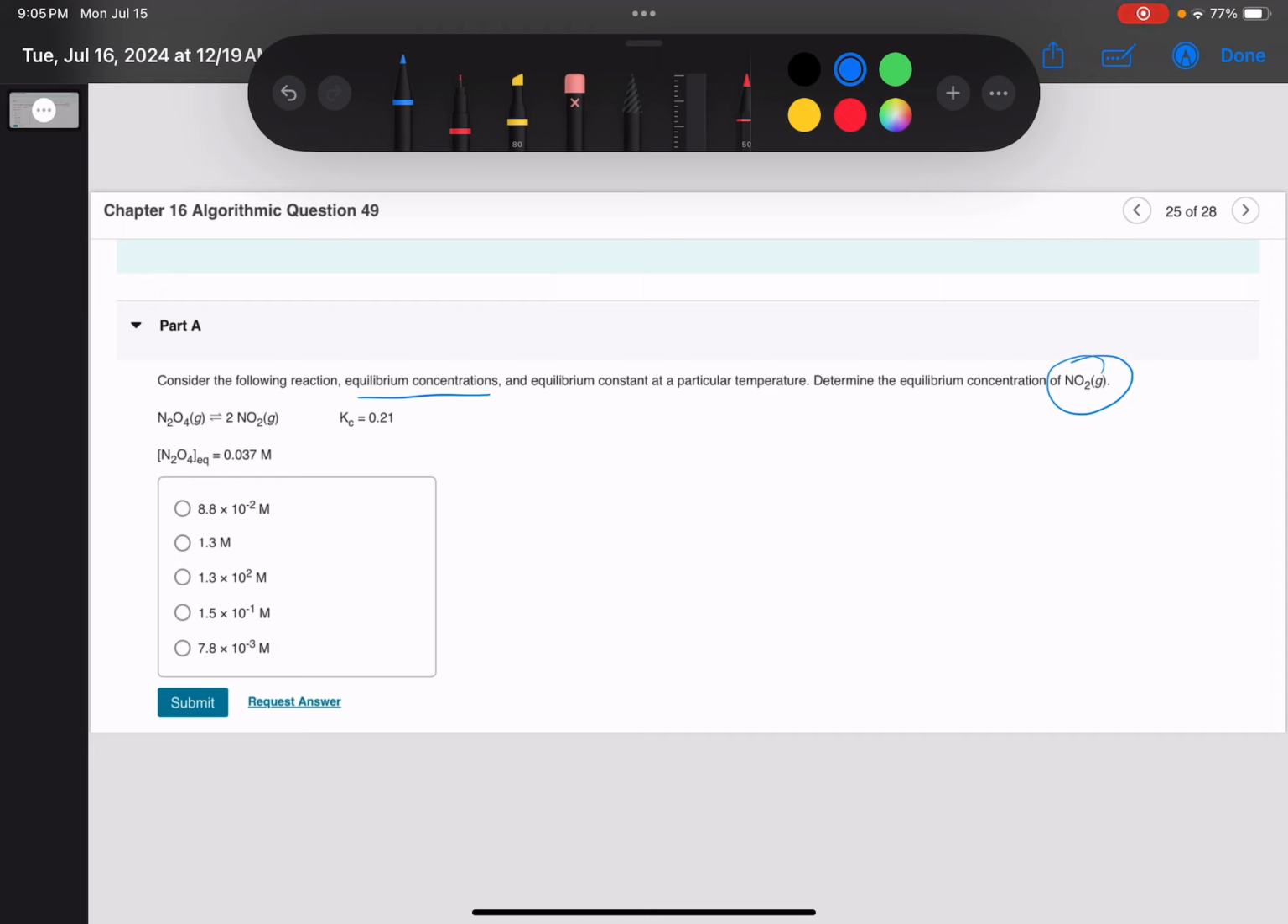So K is equal to NO2 squared over N2O4. So the NO2, that's our X. So we'll say X squared over 0.037 molar.